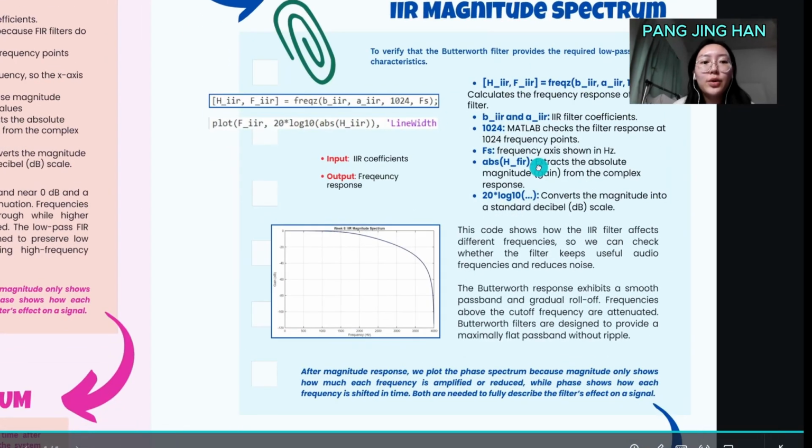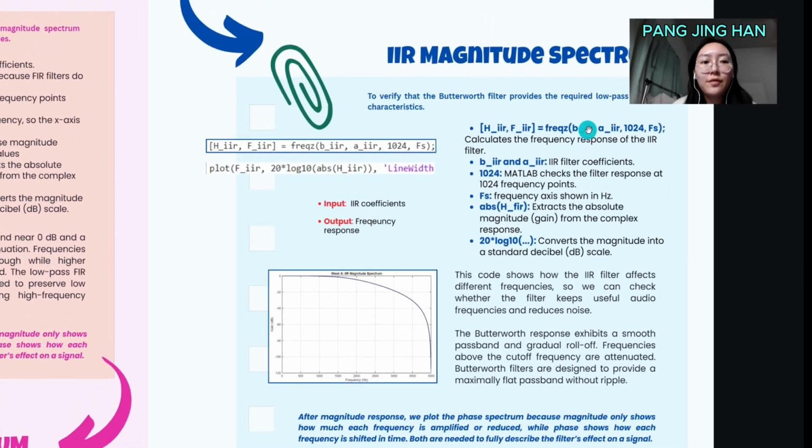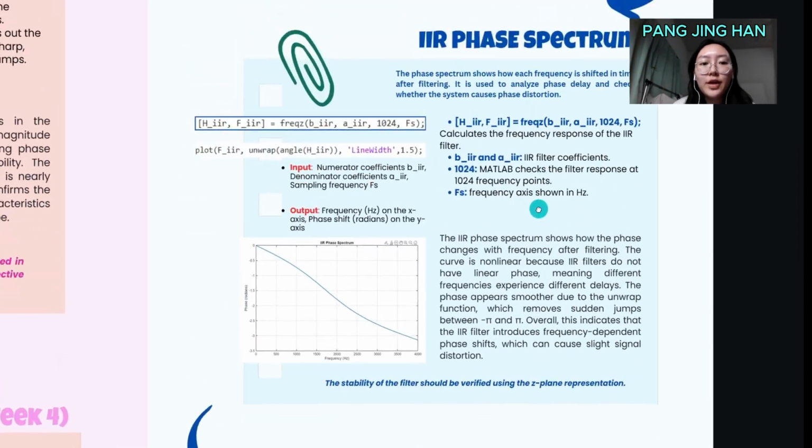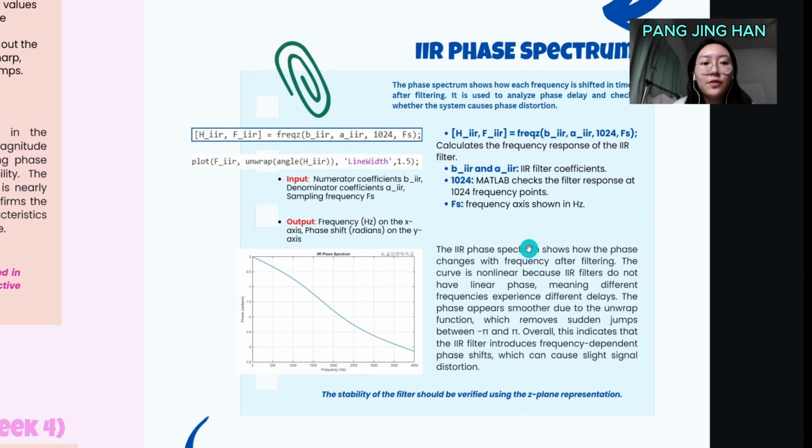Next, we use the magnitude spectrum to verify the filter provides the required low-pass characteristic. The plot displays a smooth passband and gradual downward roll-off. This confirms our Butterworth design successfully preserved useful audio while frequencies above cutoff are smoothly attenuated. We also look at the phase spectrum to check for phase delay and potential phase distortion. The graph shows a distinct non-linear downward curve. This indicates a frequency-dependent phase shift, meaning different frequencies experience slightly different time delays, which can cause slight signal distortion. This is a standard trade-off we accept for the smooth magnitude response of an IIR filter.